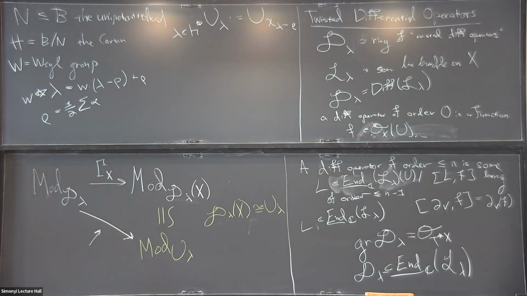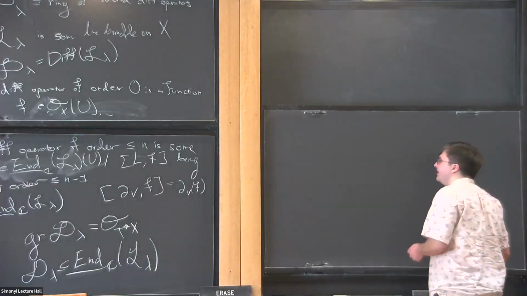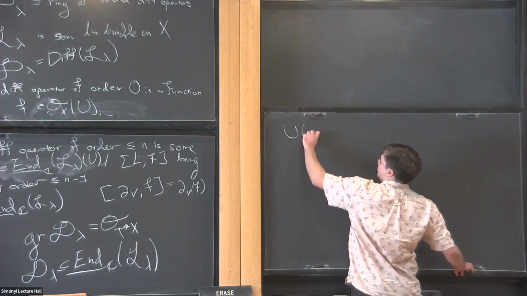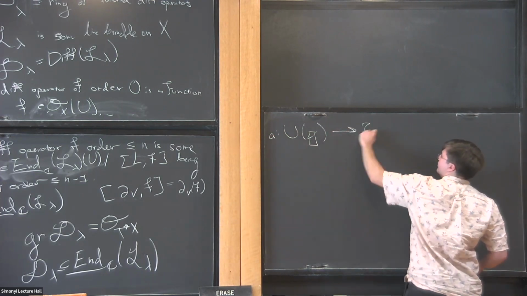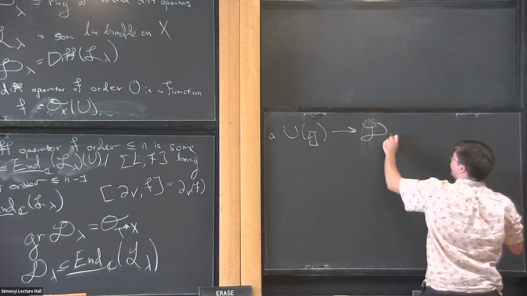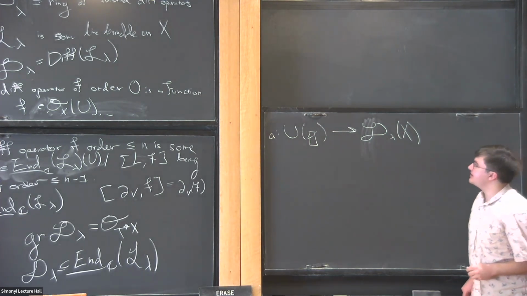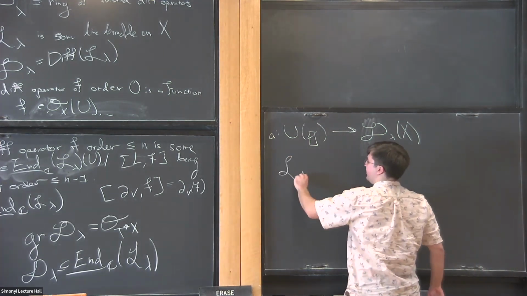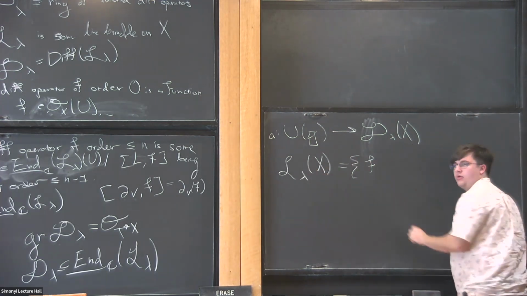So I'll start by saying a little bit about what this isomorphism between D lambda of X and U lambda is. First we should construct some ring homomorphism between them that can be a candidate for a ring isomorphism. Call it A, there's a map A from U of g to D lambda of X. The way I get this map is if I look at a global section of L lambda of X, these are the same thing.